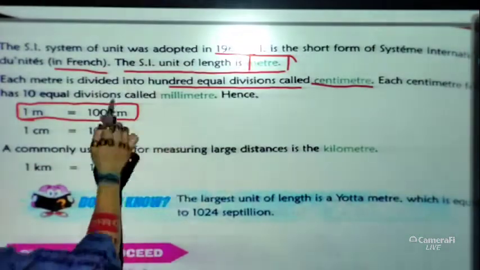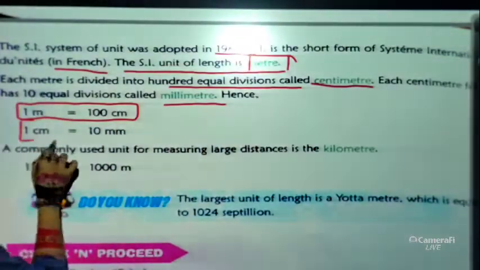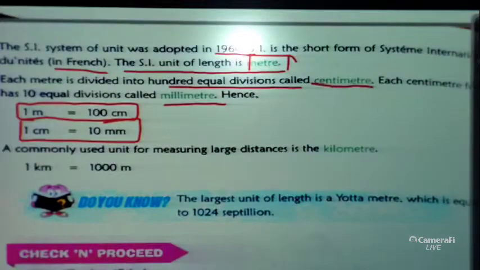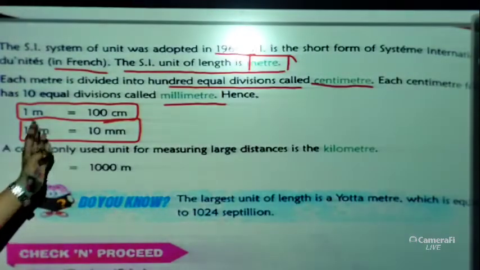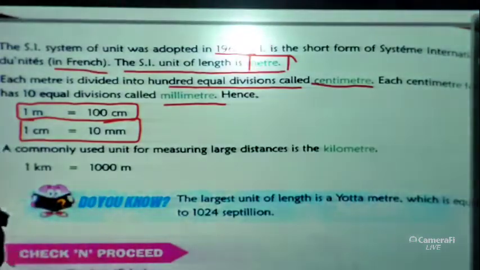Each centimeter has 10 equal divisions called millimeters. That means 1 centimeter is equal to 10 millimeters. So students, you have to recall these conversions: 1 meter is equal to how many centimeters, and 1 centimeter is equal to how many millimeters. I hope in maths you have done all these things.